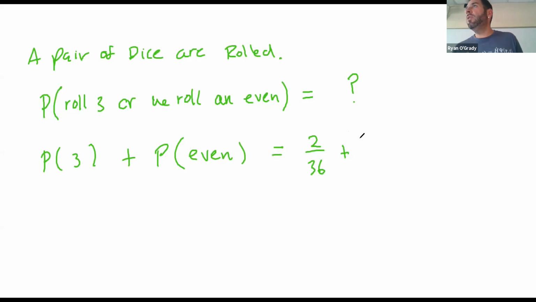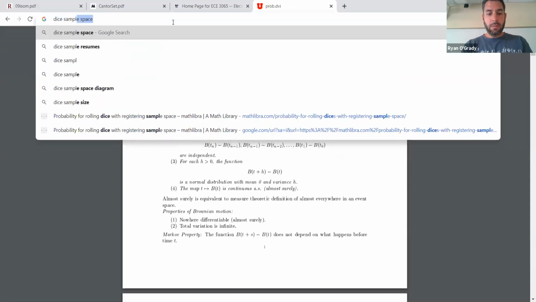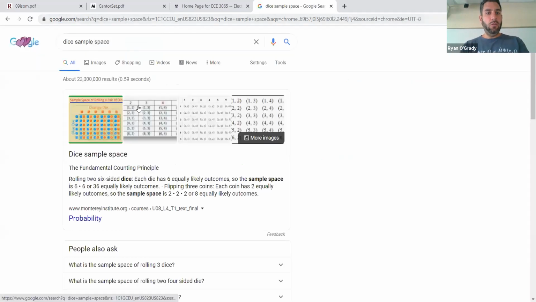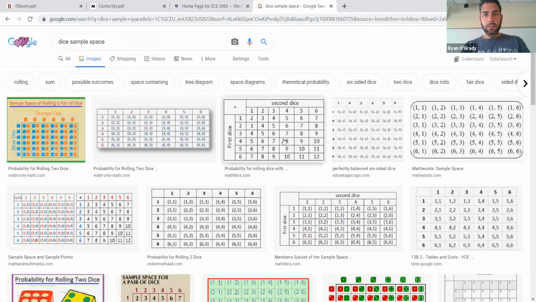Well, that's a little more difficult, right? You might actually have to Google your little sample space again to understand that. So let's do that. Let's show you what we mean by that. If I go to the internet and search for dice sample space, I think you can just do a Google search. Go to images. Here's the one we had before.